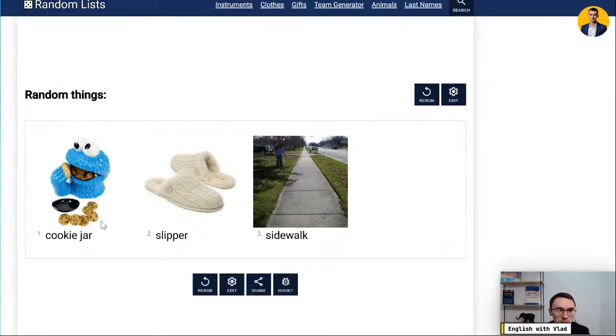So the first one here is a cookie jar. A cookie jar. I actually have a cookie jar right here. It's the metal box cookie jar.